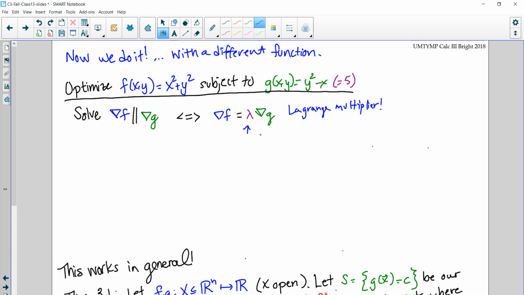So if I go ahead and do this though, what do I get? I get 2x, 2y is equal to lambda, and then minus 1 and 2y. Okay, and then so I get a system of equations, and so I'm going to get 2x is equal to negative lambda, and then I get 2y is equal to lambda 2y.